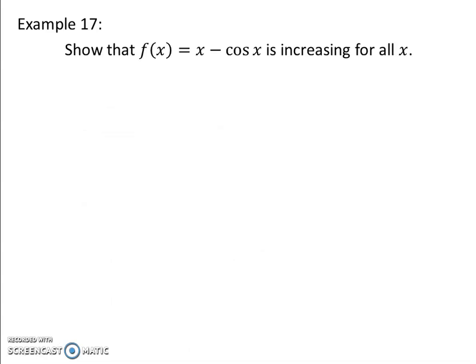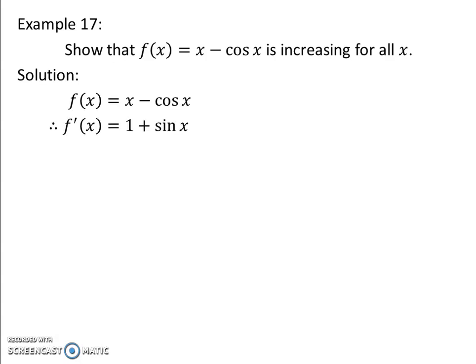Let's solve the last example of this topic. Show that f of x equal to x minus cos x is increasing for all x. That means we have to show f dash of x is greater than 0. So f of x is equal to x minus cos x, differentiating we get the derivative of x is 1, minus the derivative of cos x, which is minus sin x, so minus minus plus: 1 plus sin x.